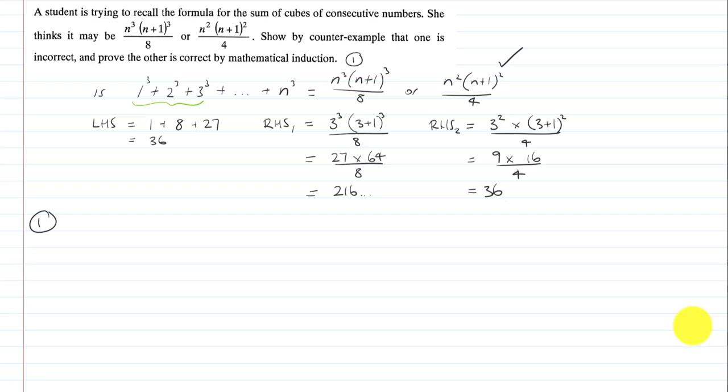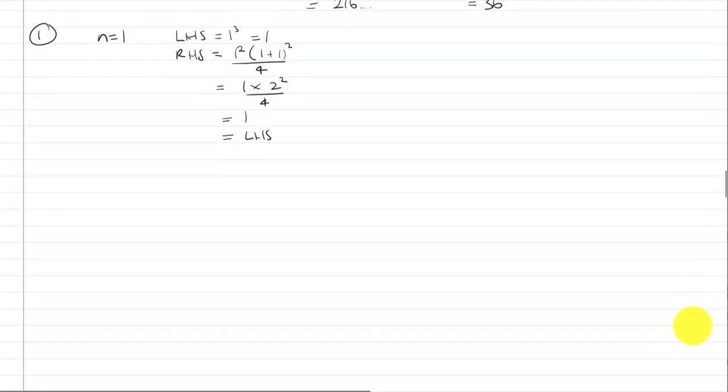In step 1, we're going to prove it's true for n equals 1. Now, I do have to do this, 1 and 2, but I've already got a starting point 3, and I could use that as part of my domino effect. But we'll do it for n equals 1. Left-hand side is equal to 1 cubed, which equals 1. And right-hand side is equal to 1 squared times (1 plus 1) squared over 4. That's equal to 1 times 2 squared over 4, which equals 1, which equals left-hand side. So that's worked.